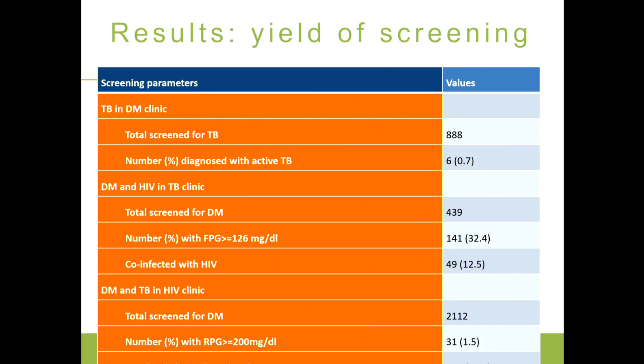So the results, this is to summarize the yield of screening. As you see, the number of TB patients diagnosed is about 0.7, that means about 700. And this is threefold the national estimate for TB prevalence in Ethiopia. When we look at the DM and HIV and TB clinics, patients with abnormal fasting plasma glucose level were about 32% in our TB clinics, but among HIV patients, it was low, about 1.5%.